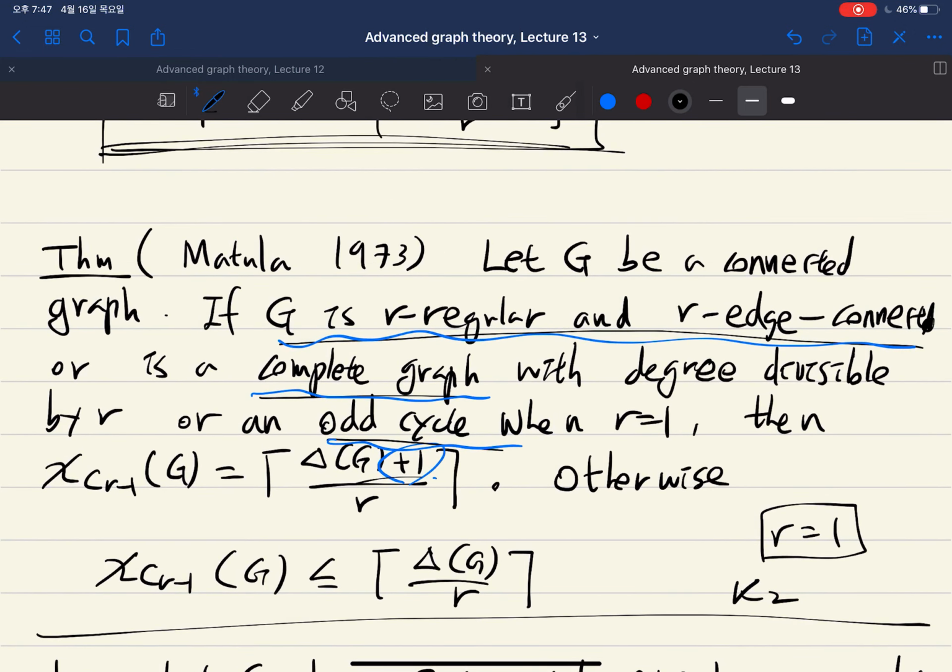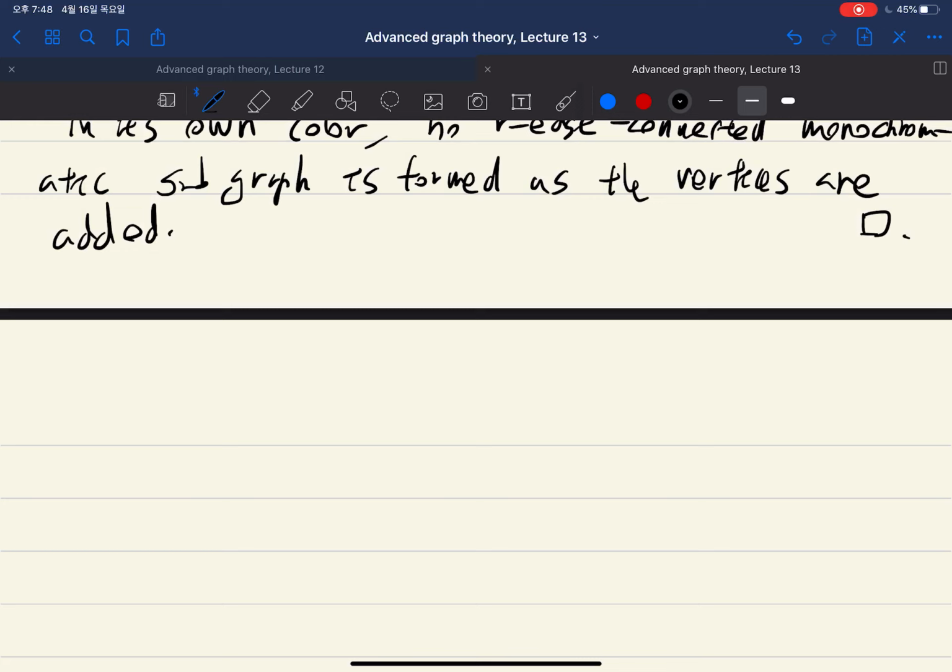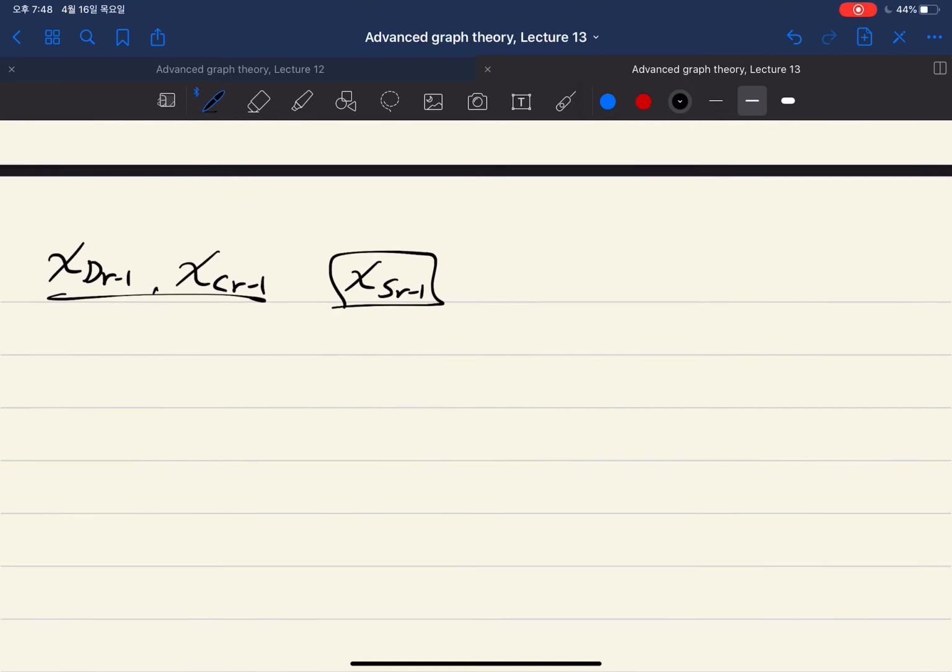So if you consider just coloring with the same condition, but instead of edge connectivity you consider vertex connectivity, the same upper bound holds. So we consider this and this. So now we can consider this S sub r minus 1 chromatic number. So recall that S sub r is the graphs with maximum degree r.